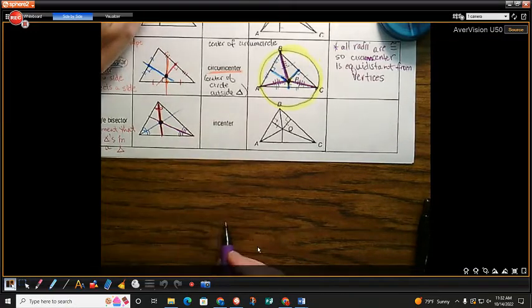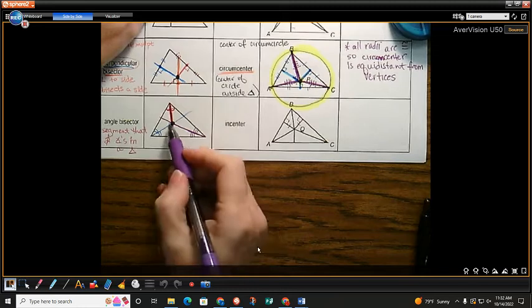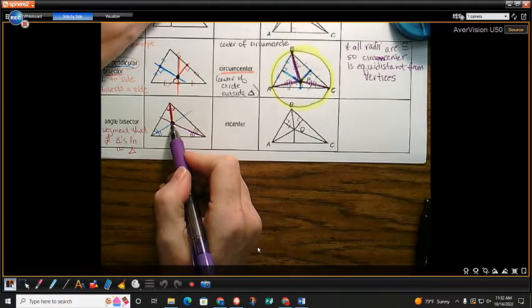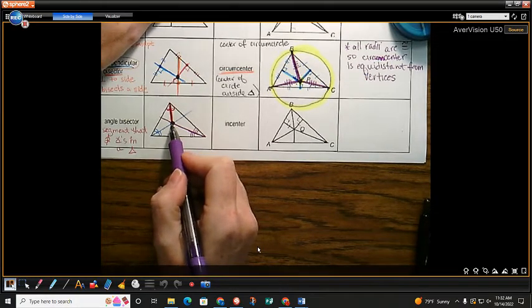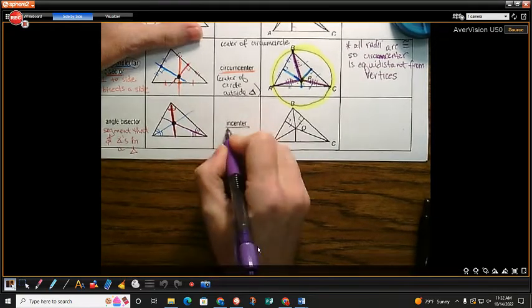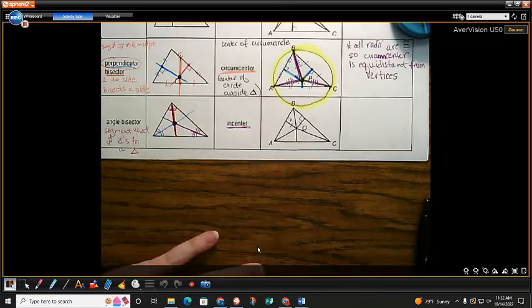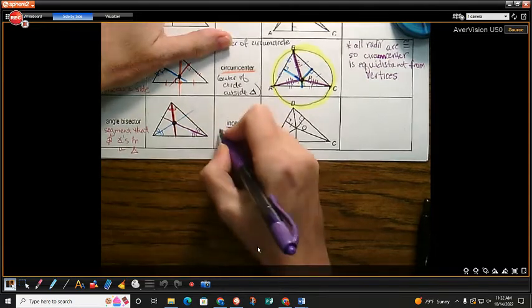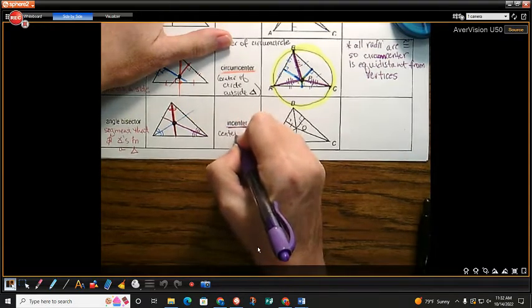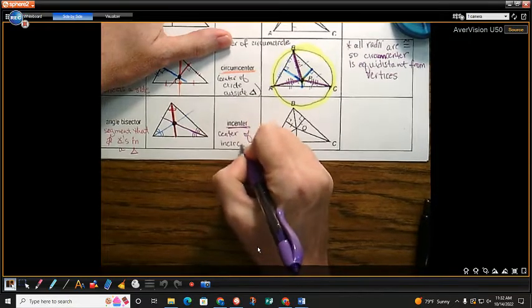So I've got my three angle bisectors, and conveniently, they all meet at a point of concurrency. We should give it a fancy math name. What should we call the point of concurrency for the angle bisectors? The incenter. Now, we probably called it an incenter for a reason, huh? In the center, because it's in the center of something. What do you think it's in the center of? A circle. It's the center of the incircle.